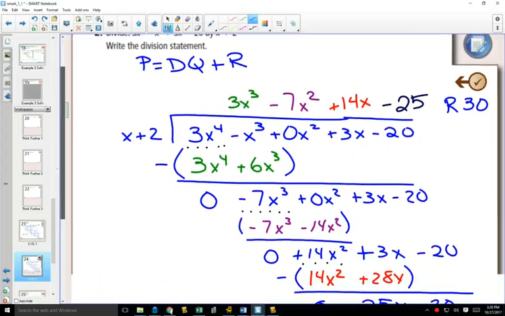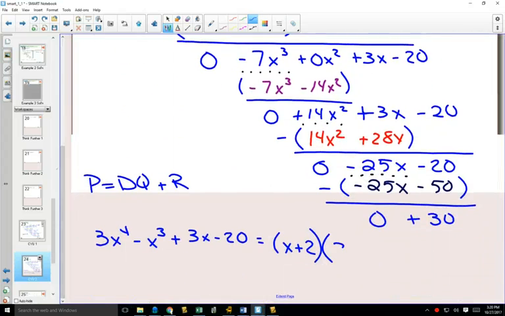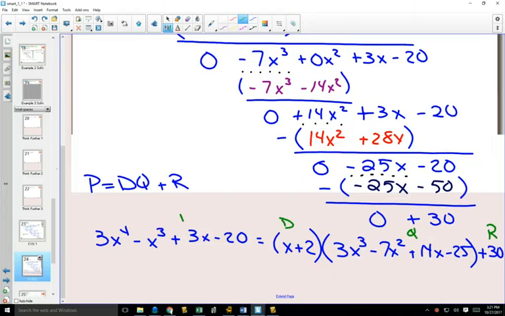Our quotient that we got 3, negative 7, 14, negative 25, 3x cubed. And then the remainder is 30, so we go plus 30. This was our remainder, this is our quotient, this is our divisor, this is our polynomial. If you put q first and then d, it's still the same thing, but it doesn't make you think of ice cream, so it's not nearly as good. Okay?